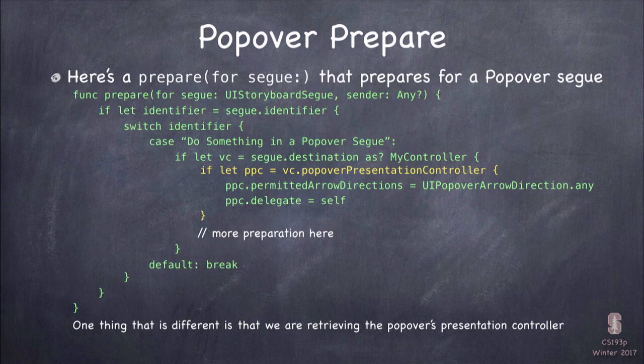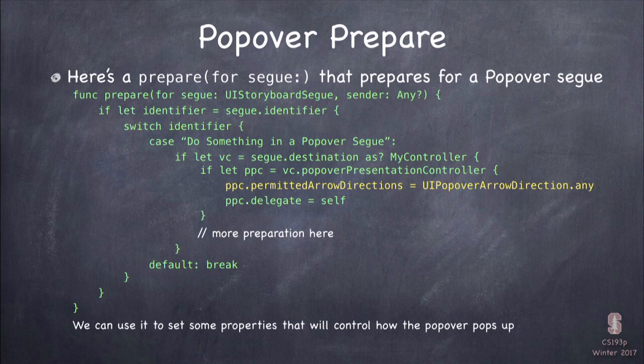Okay? And I get that popover presentation controller, and you can go look at the documentation for it, but one of the things it can do is permitted arrow directions, which will let you set the arrow direction to right, left, up, down, or here I've set it to any, which means I'll let the arrow point in any direction. In addition to things like arrow directions, this popover presentation controller also has a delegate.